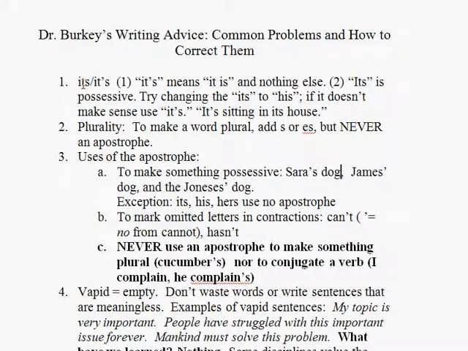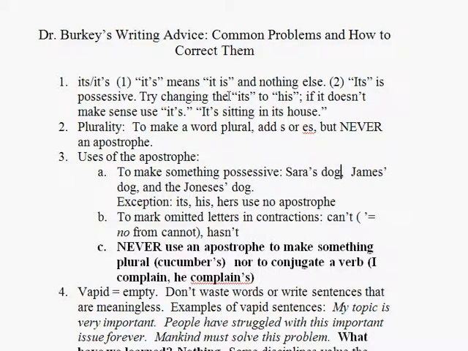Number one, the difference between ITS and ITS with an apostrophe. IT apostrophe S means it is. It's a contraction for it is, and that's all it ever means. You can never use it for the other its, which means possessive. So if it's just ITS, it's possessive.